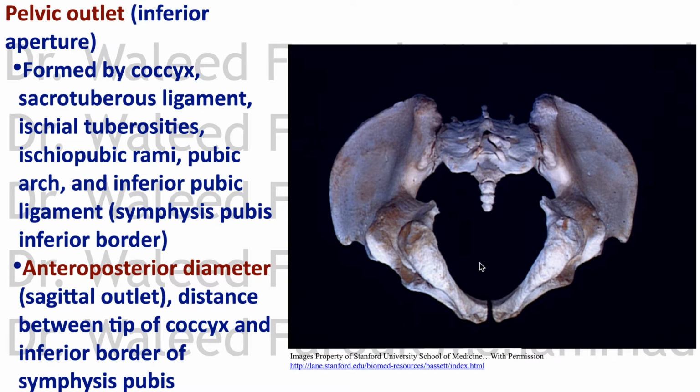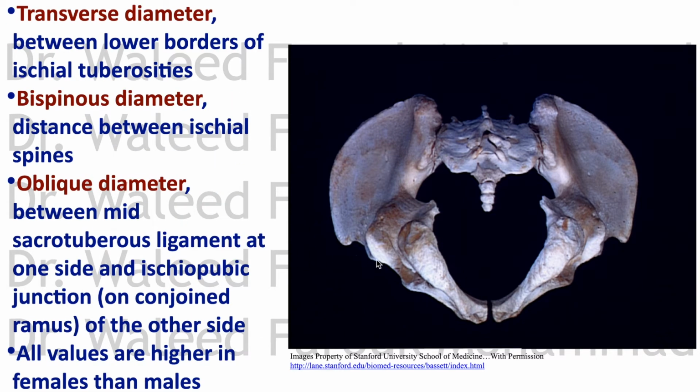Like, for example, the anteroposterior diameter, the one extending from the tip of the coccyx to the inferior border of the symphysis pubis. We have the transverse diameter between two points on the ischial tuberosities. The bispinous diameter is very important because it's the narrowest diameter. It's between the two ischial spines. This is a diameter that worries the obstetrician about the progress of labor.